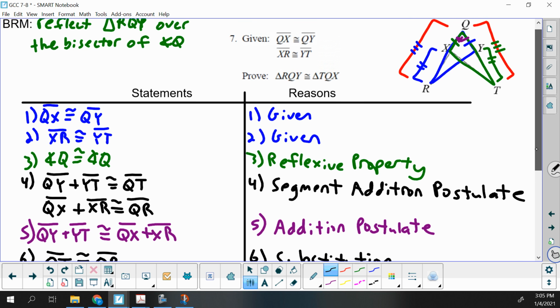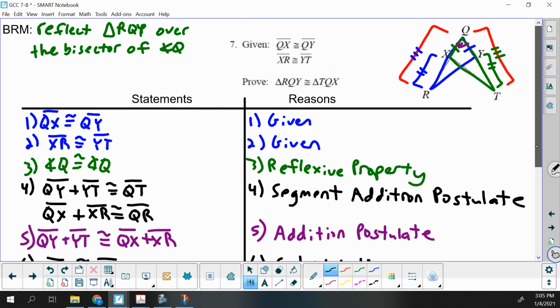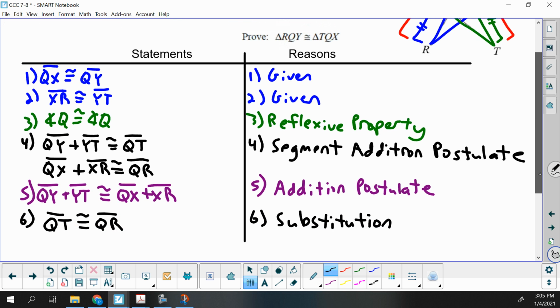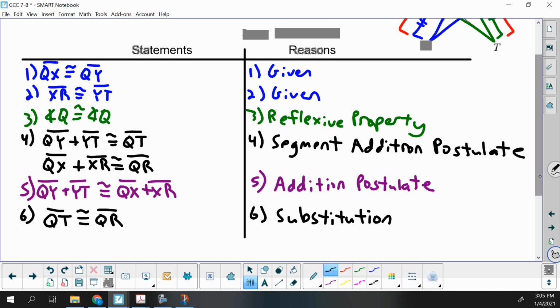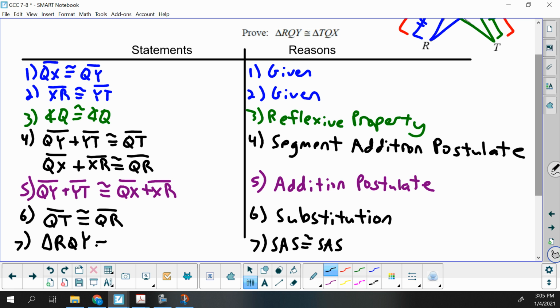So that gave us that long red side, so we now have side angle side in each triangle to get us the triangles that we want. So we'll have our SAS congruent to SAS, and we had triangle RQY is congruent to triangle TQX.